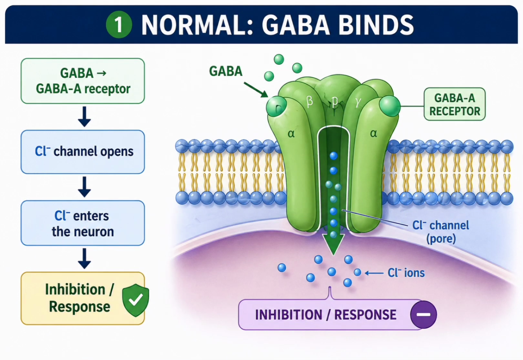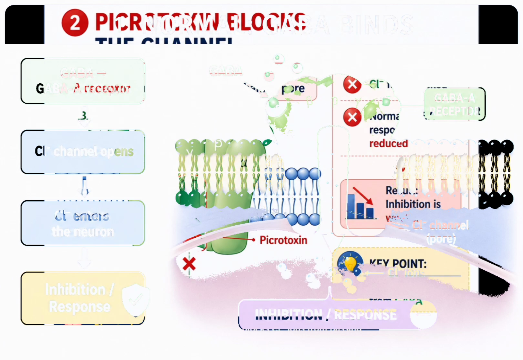First, let's see what happens normally. GABA binds to its binding site on the GABA-A receptor. This opens the chloride channel. Chloride ions then flow into the neuron, producing an inhibitory effect. So, remember, GABA binds, chloride channel opens, inhibition.